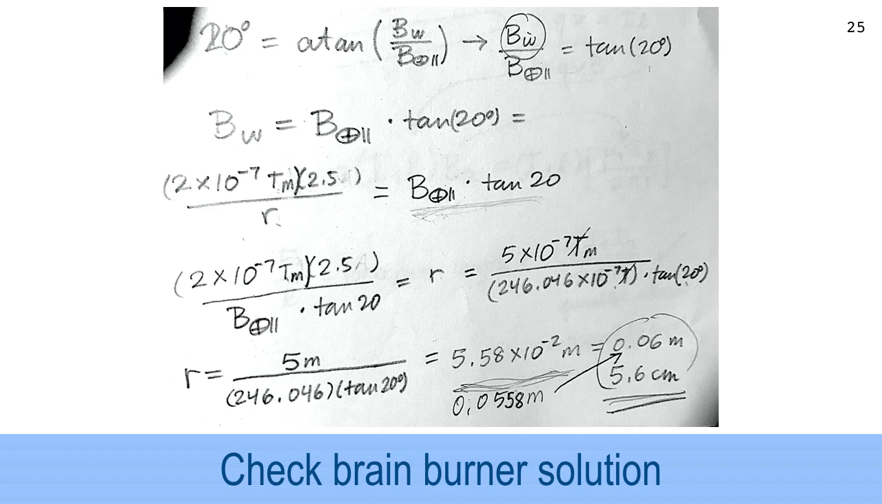To the nearest 0.01 meters, that's 0.06. I saw a lot of people with this, and I hope you typed in 0.06. If you did, you're looking righteous. So that's the brain burner.